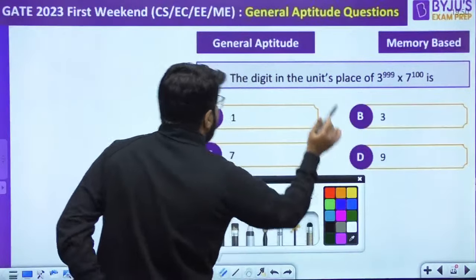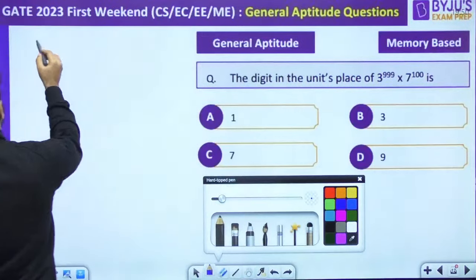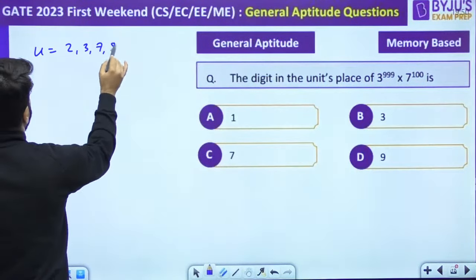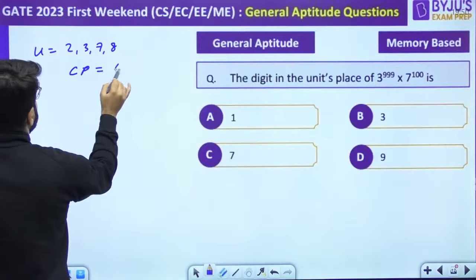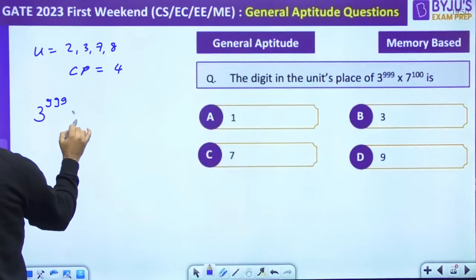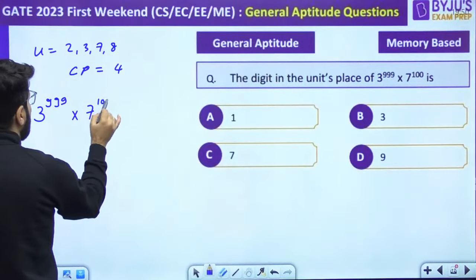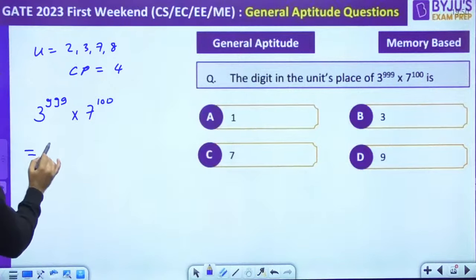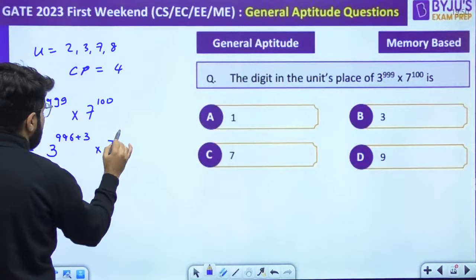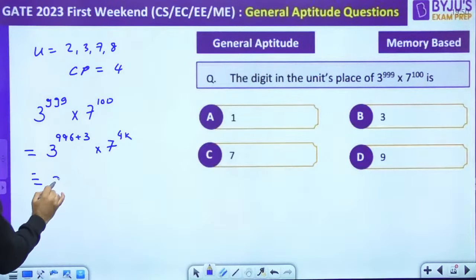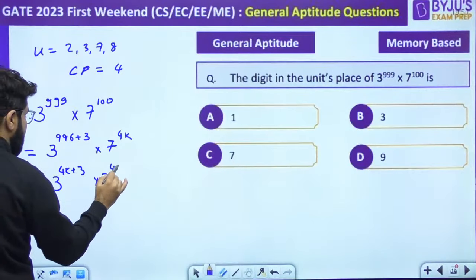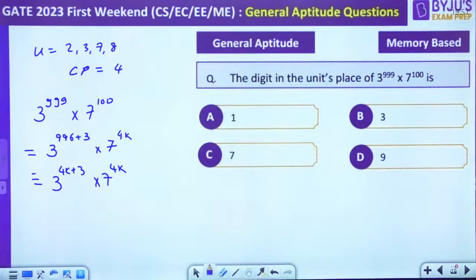When I told you that whenever the units digit is 2, 3, 7 or 8, they follow a cyclicity of 4. The cyclic period will be 4. You can prove this also; right now I am not spending time to prove it, but you can prove it if you want. So this is 3 to the power 999, that is 3 to the power 996 plus 3, multiplied by 7 to the power 4k. So this is equal to 3 to the power 4k plus 3, multiplied by 7 to the power 4k. Clear?